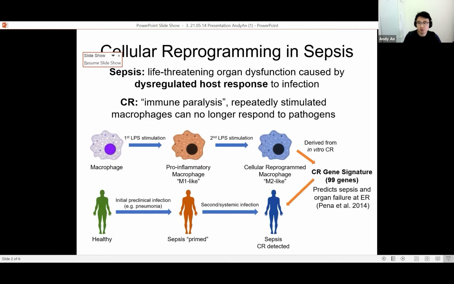TNF-alpha, indicating it's reprogrammed. So our lab found 99 genes that were differentially expressed in CR, which we call the CR gene signature. And this gene signature was able to predict if ER patients had sepsis or will undergo organ failure. So we hypothesized that a similar two-hit model is occurring in sepsis patients. So on the bottom row, you can see an initial preclinical infection like a pneumonia either spreads systemically throughout the body, or say the patient gets another infection in the hospital, and this leads to sepsis and detection of CR. So understanding the mechanisms of CR is really important for understanding the immune response in sepsis. Next slide, please.